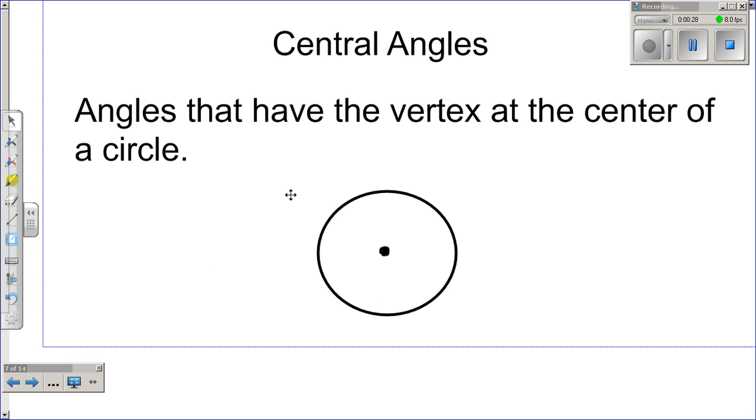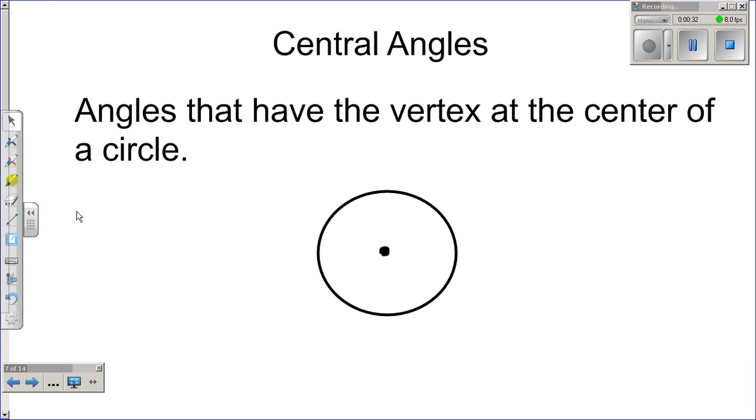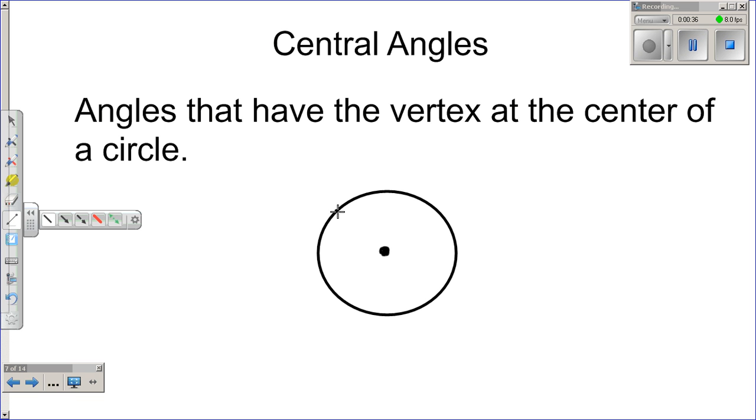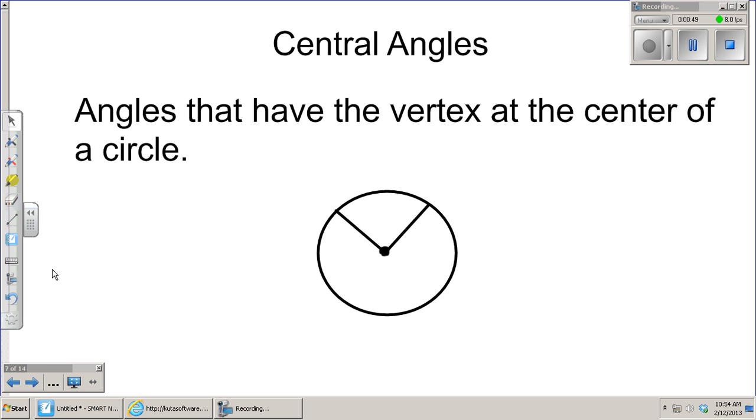Alright, we also have to know about central angles and inscribed angles. Now, a central angle is basically two chords that start on the circle, they go to the center of the circle, and then go back and touch the circle again. It's central, it's in the center, the vertex is right in the middle. That's what a central angle is.